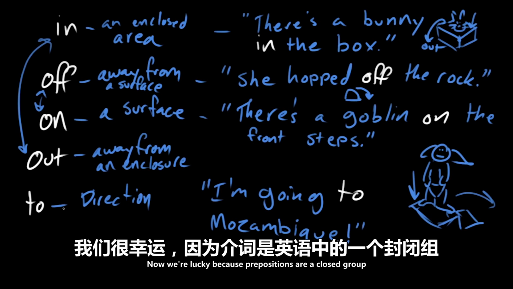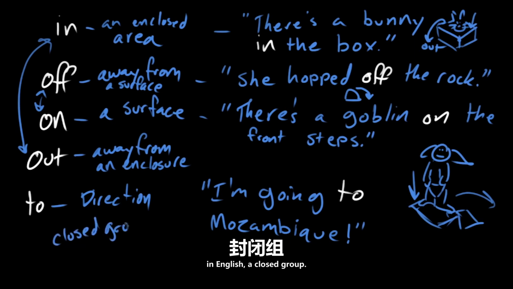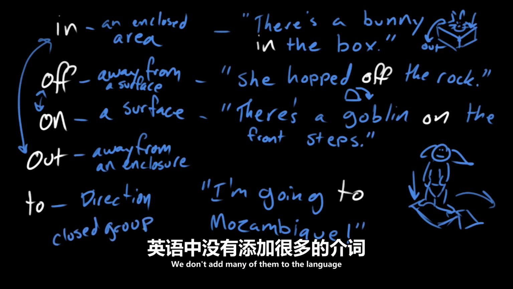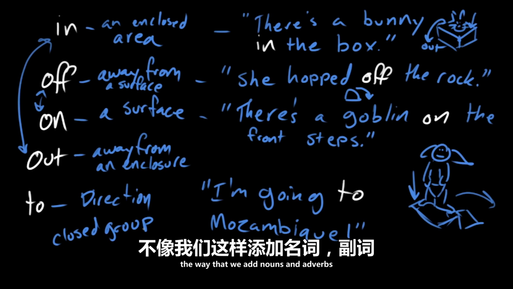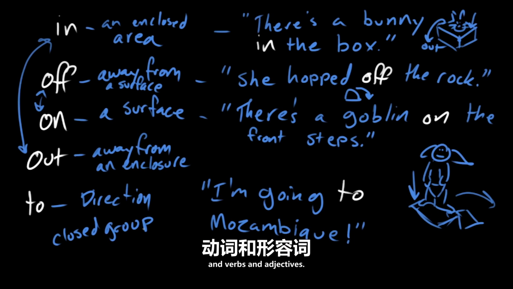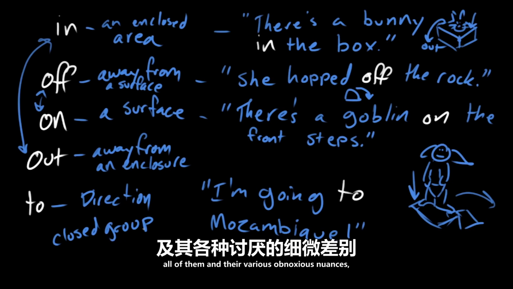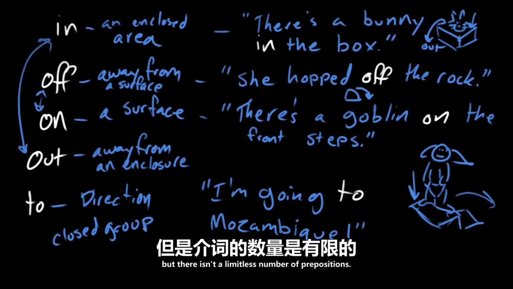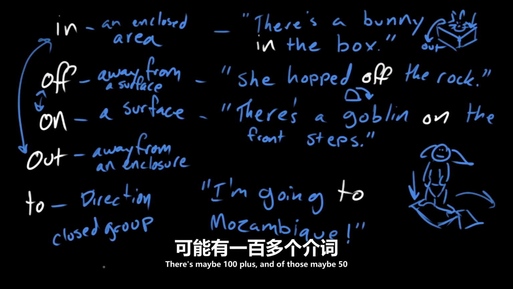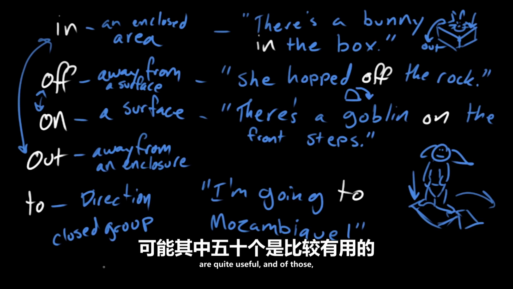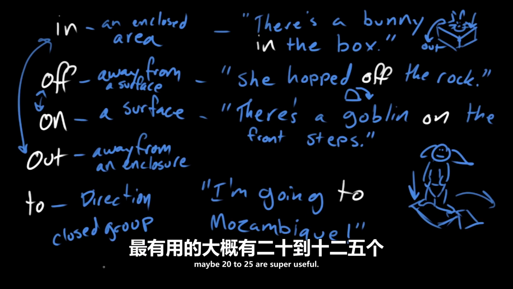Now, we're lucky because prepositions are a closed group in English. We don't add many of them to the language the way that we add nouns and adverbs and verbs and adjectives. There are a lot of them, and you have to memorize all of them and their various obnoxious nuances, but there isn't a limitless number of prepositions. There's maybe 100 plus, and of those, maybe 50 are quite useful, and of those, maybe 20 to 25 are super useful.